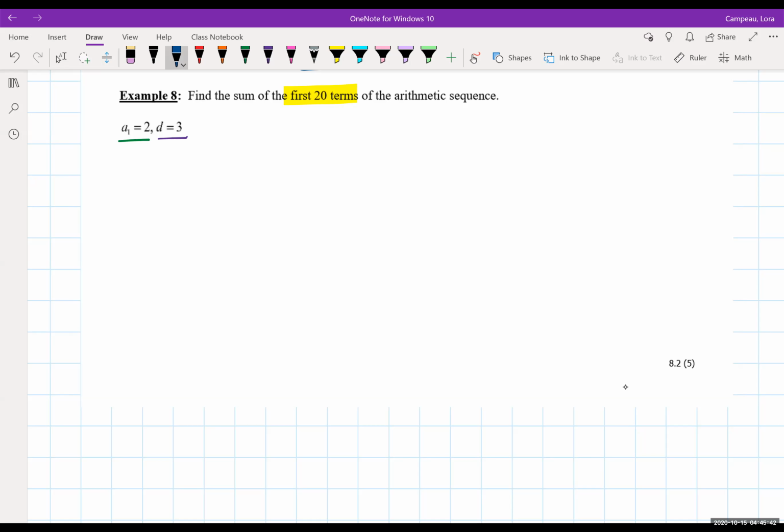Remind ourselves that when we want to find the sum of the first 20 terms, we are looking for s sub 20. I'll write that s a little nicer. And we have two formulas to pick from, but since we're given the common difference and the value of the first term, we will be using the one that's slightly longer. So s of n, I'm going to write it out generically. That's going to be n over 2 times the quantity of 2 times a sub 1 plus n minus 1 times the common difference d.